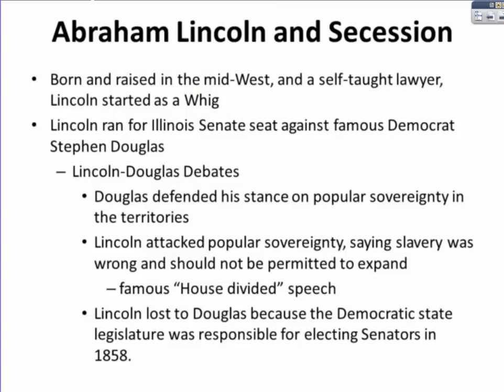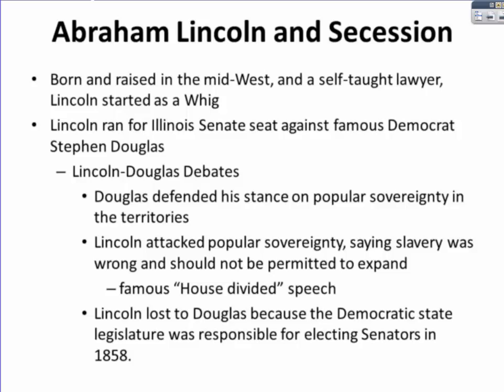Abraham Lincoln. He's born and raised in the Midwest, in Indiana and eventually Illinois. He's a self-taught lawyer, having taught himself to read as a child, and he starts out as a member of the Whig Party. Lincoln ran for the Illinois Senate seat held by famous Democrat Stephen Douglas, which led to the famous Lincoln-Douglas debates. Douglas was forced to defend his stance on popular sovereignty in the territories.